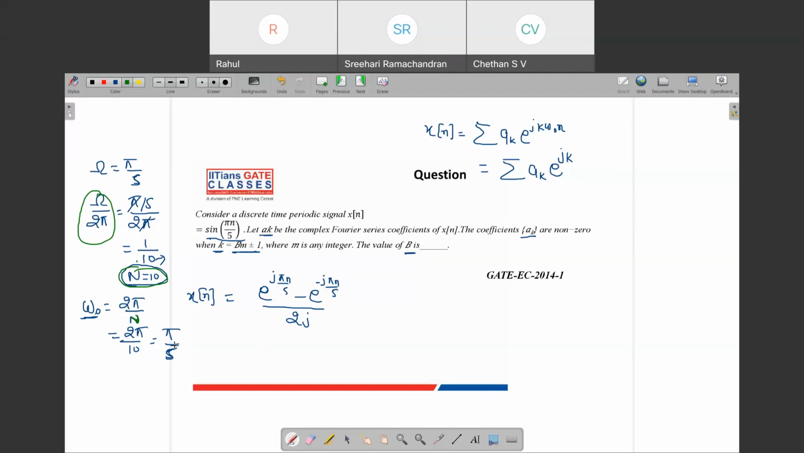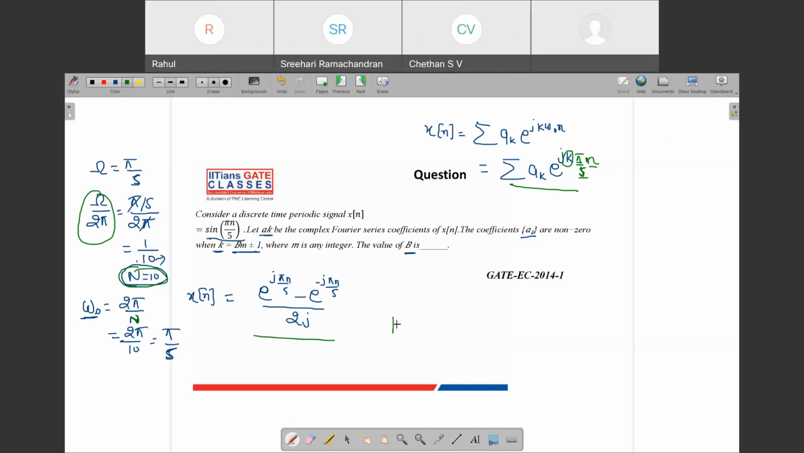So now we have got omega naught equal to pi by 5, so I can write it as summation over a of k. I can directly write it here. k omega naught is pi by 5. And now if I compare this with this, you will see that we have pi n by 5 here, and this you will get only when you put k equal to 1. And similarly for k equal to minus 1, you will get this.